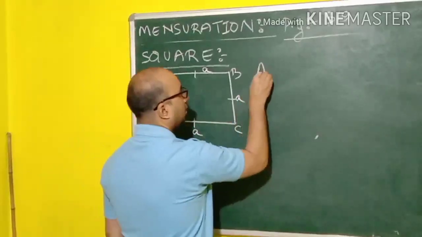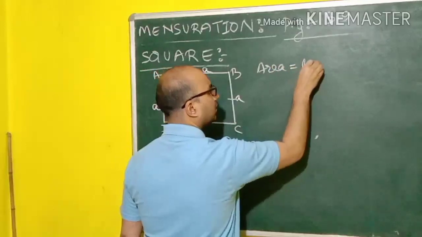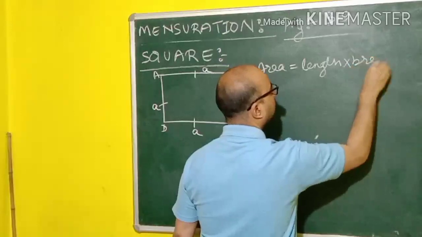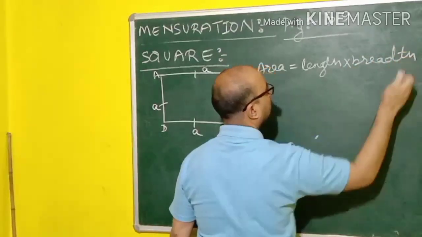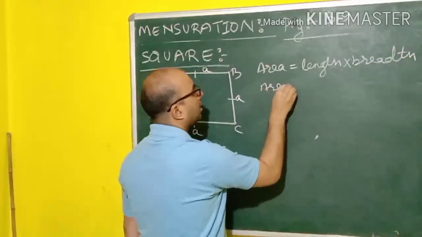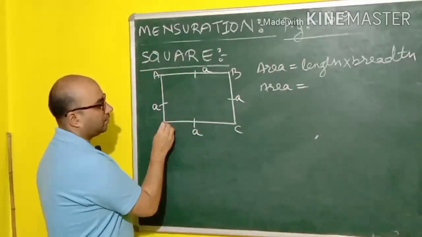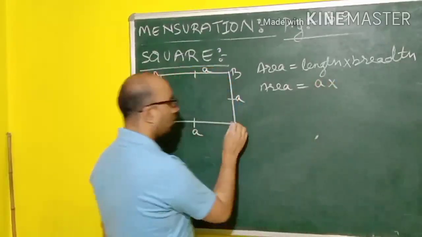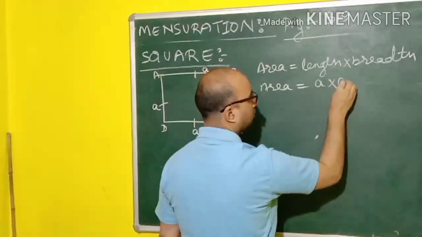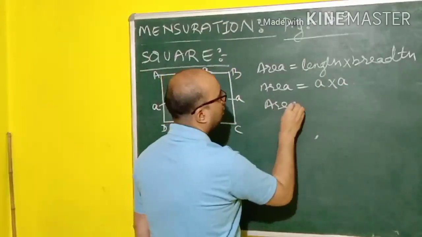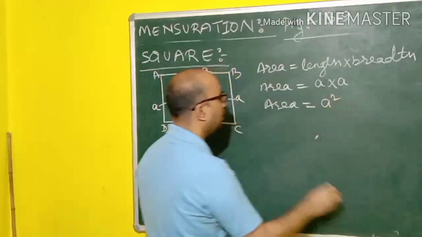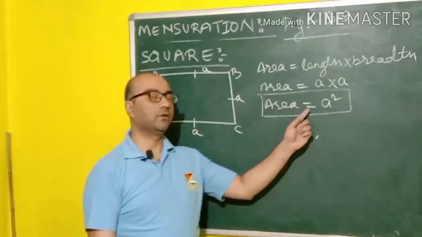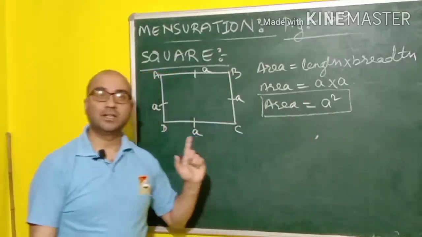So we take the formula: area is equal to length into breadth. Now what is the length of this square? The length of this square is small a. And what is the breadth of this square? The breadth is also small a. So the area of this square will be given as a into a, that is a square. So this will be the area of a square: area is equal to a square, where a is the side of the square.